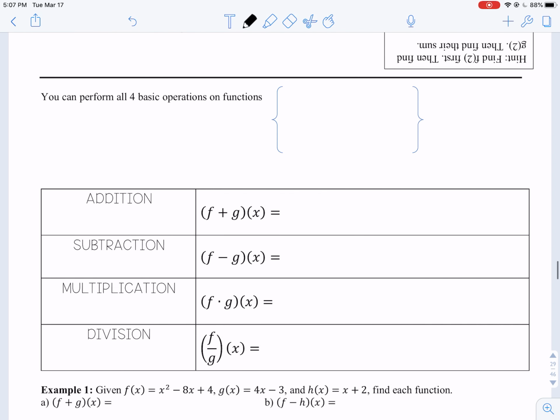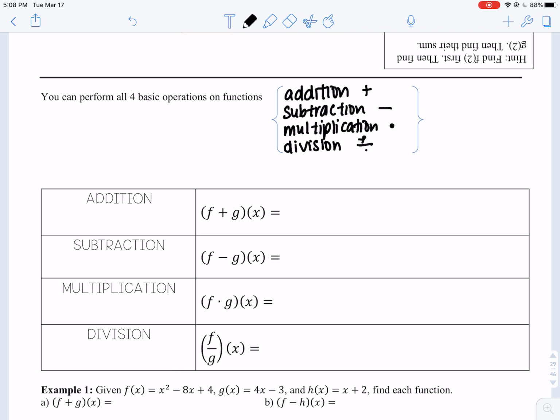We can perform all four basic operations on functions. The first one being addition. We all know the addition symbol right there, plus. We can also do subtraction with functions. We can do multiplication. And for multiplication, we are not going to be using the x, guys. We are using this dot. And we can also do division, which we usually write as a fraction. So I can say like f divided by g. It is a fraction. That is an f, guys.